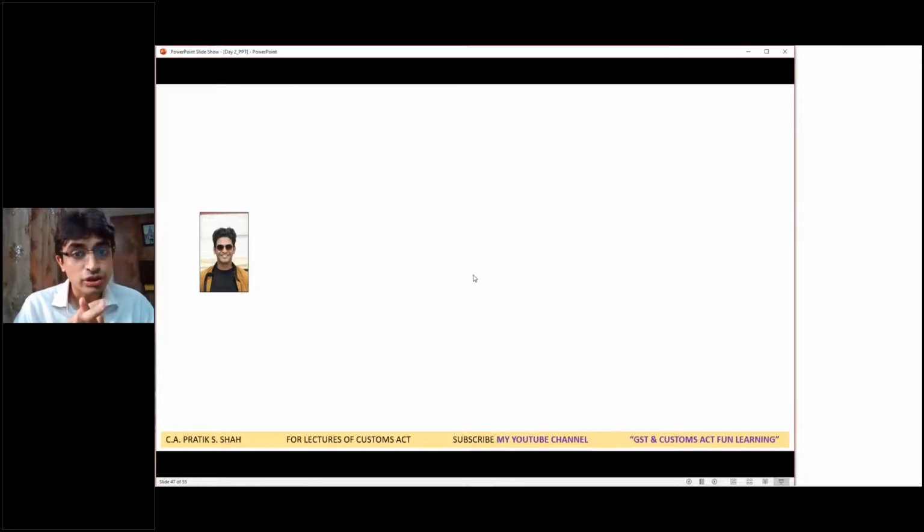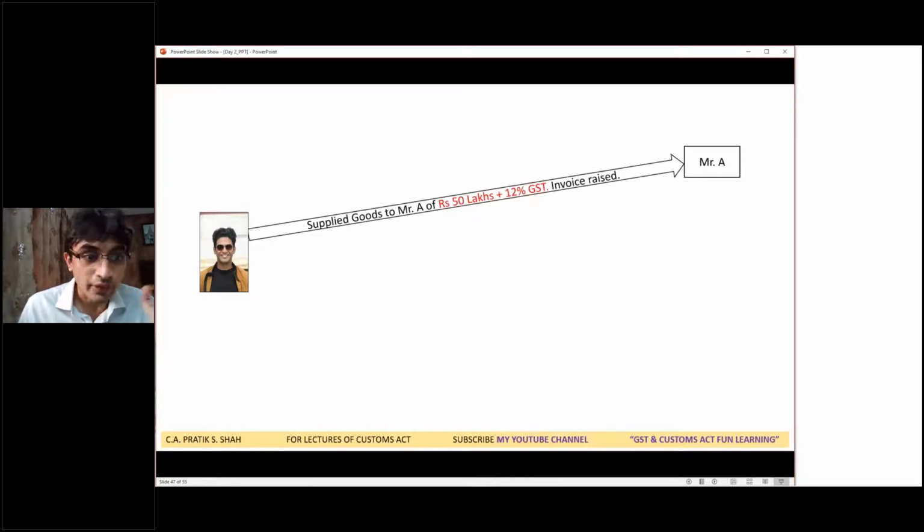Now I will explain through examples. Please try to understand each and every example. See this. Now this guy, say he's Mr. Z. He is selling goods to Mr. A for rupees 50 lakh plus 12% GST. He raised an invoice and charged GST at the rate of 12% on 50 lakh.